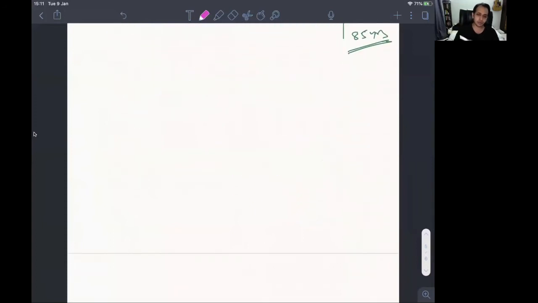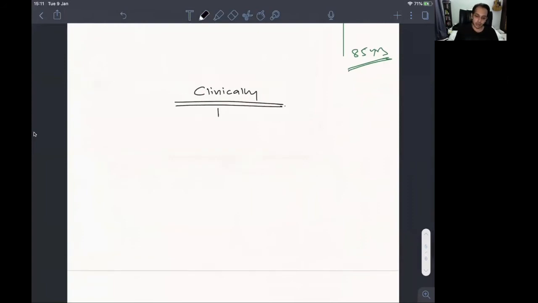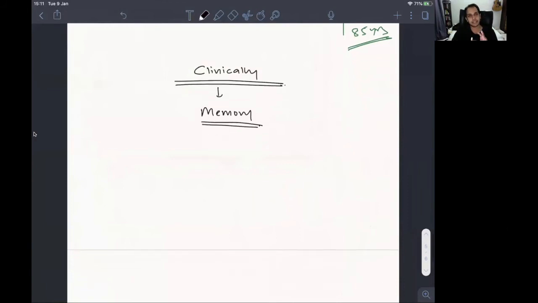Now let's come down to the clinical findings of dementia. So clinically speaking, we'll now discuss mainly memory. Out of the cognitive functions, we'll now discuss memory for a bit, and we'll discuss the types of memory, and then we'll go back to the overall concept.